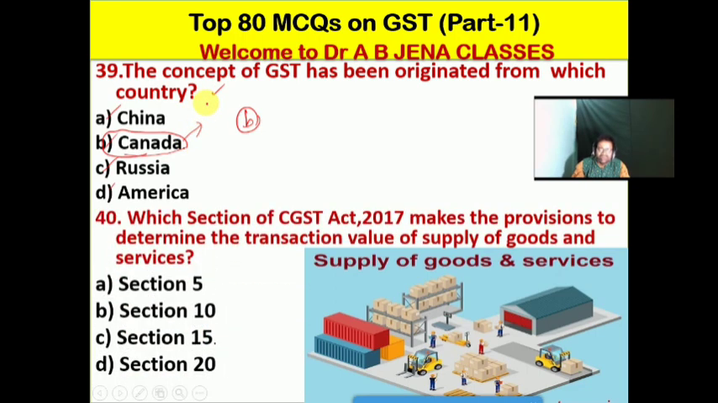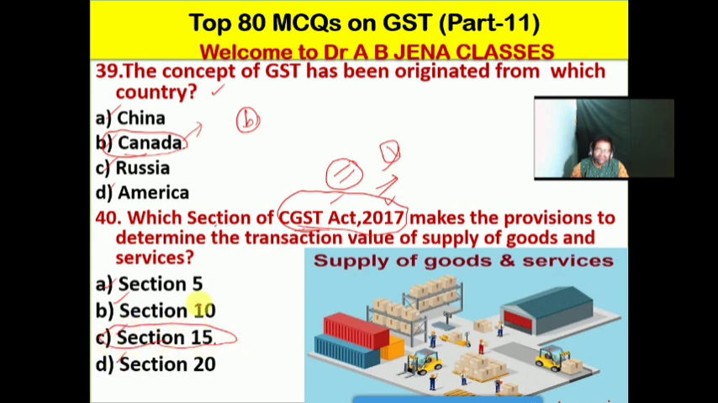So next MCQ we will see: which section of the CGST Act 2017 makes the provision to determine the transaction value of supply of goods and services? So friends, you have to remember that the GST Act is 2017 as well as the CGST Act is 2017. In fill in the blanks, true or false, or MCQs in the semester examination, you may get it. A, section 5; B, section 10; C, section 15; D, section 20.